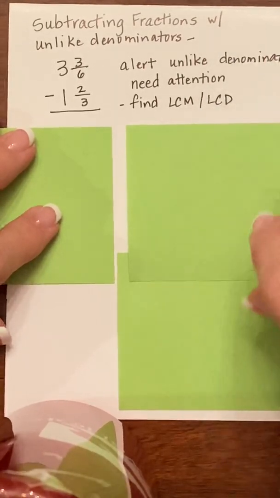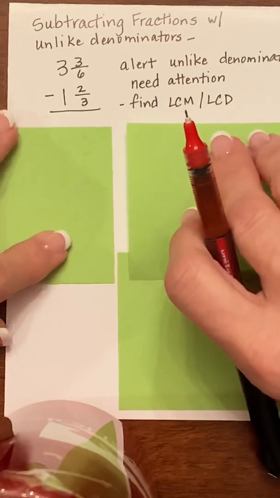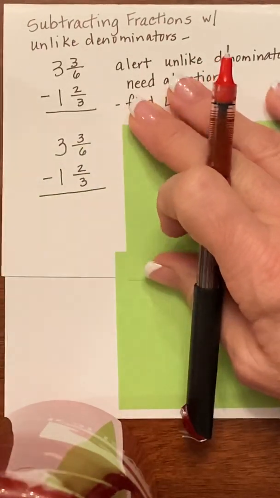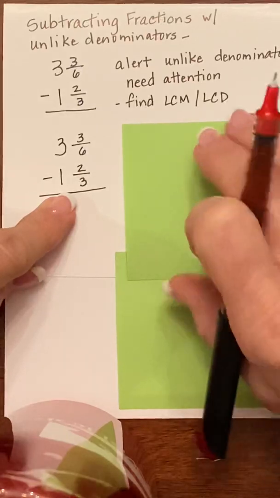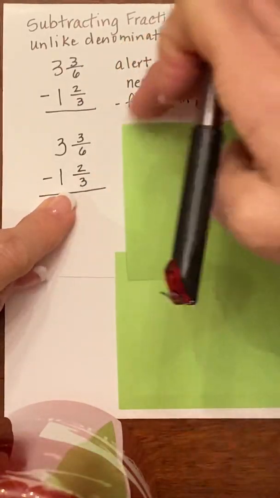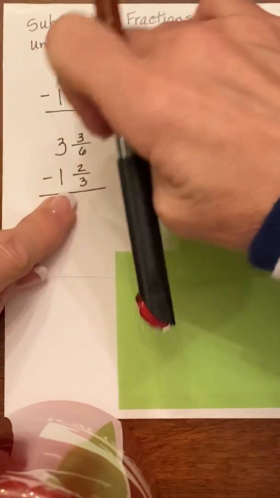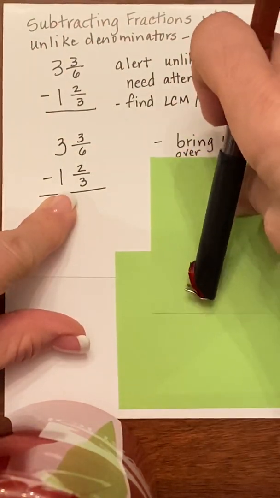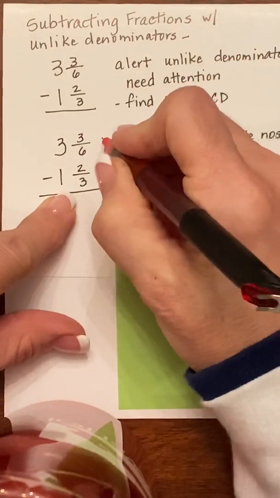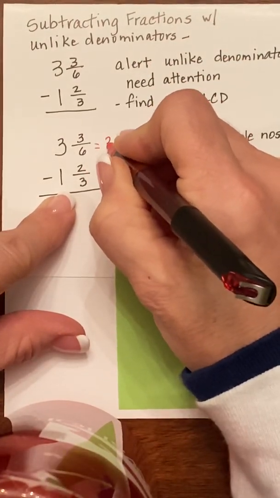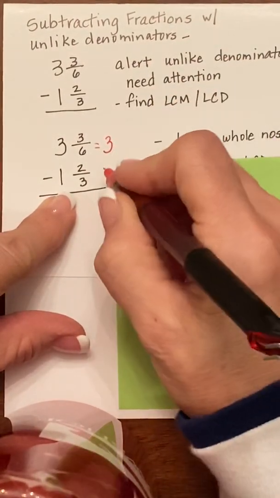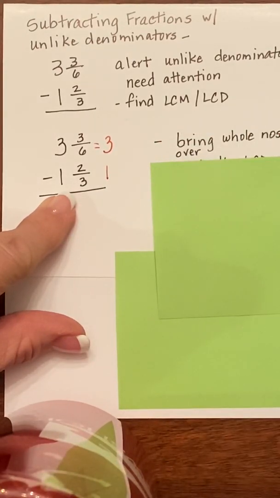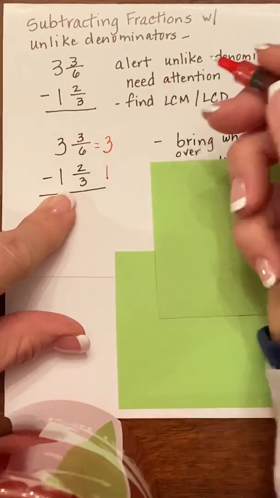So what we're going to do for that then is we're going to recopy the problem, and always we stack them if they don't have like denominators. We just put them in workable form. So then I'm going to bring the whole numbers over. That's the first step. And you may want to be taking notes on this or watch it one time through and then go back and take notes on it. So bring your whole numbers over.